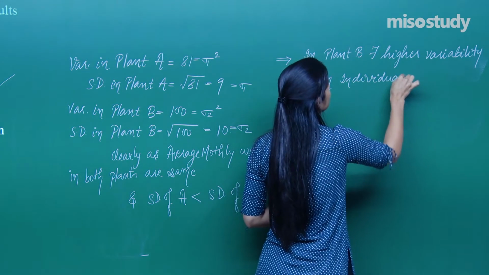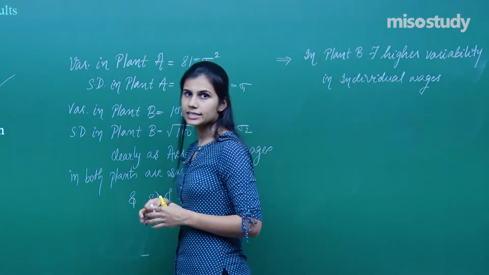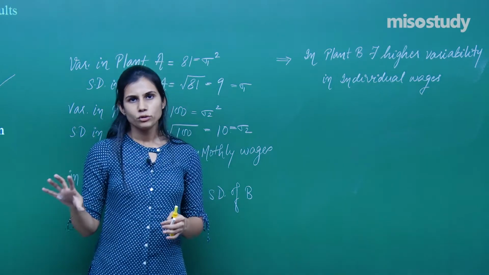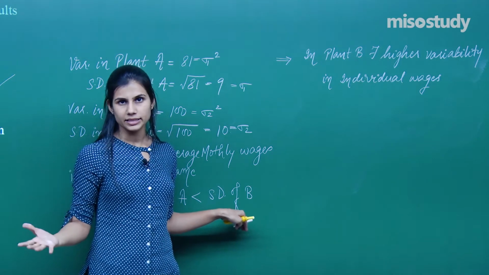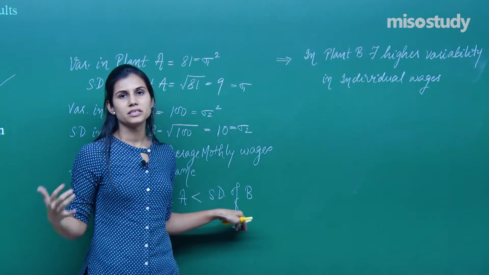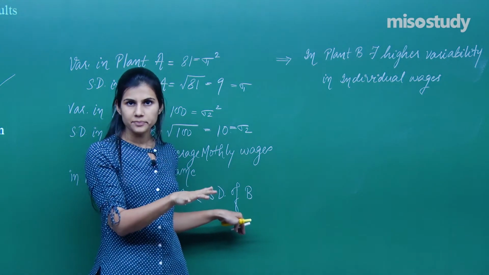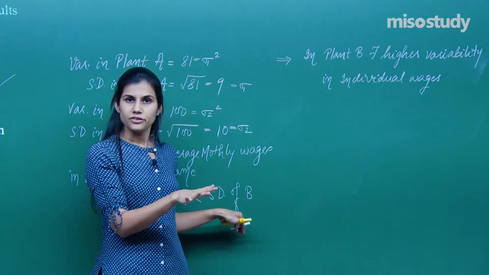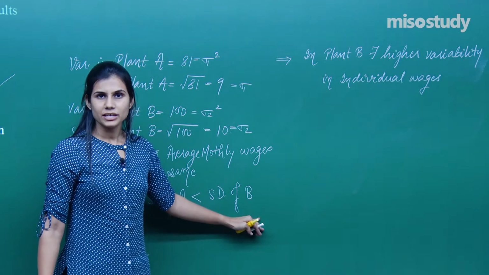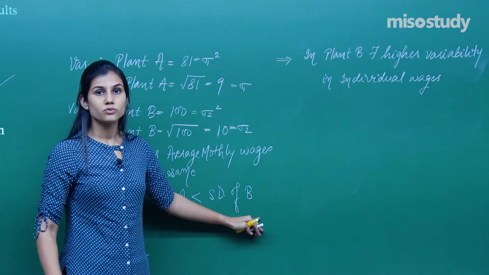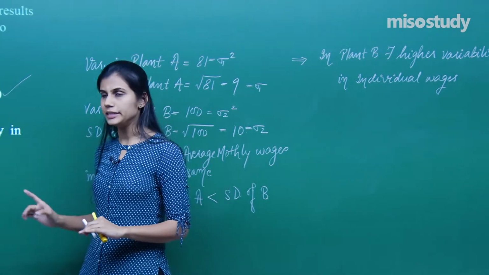Is it clear? Because when the mean is the same, this average is the same, in that case, that particular portion which has greater standard deviation possesses greater variability, is more variable, is more dispersed, is more scattered. Whereas the one with lesser standard deviation is more stable, it is less variable, right? Therefore, we are able to conclude that in plant B, the variability of individual wages would be more than here. Clear? It would be greater in plant B.